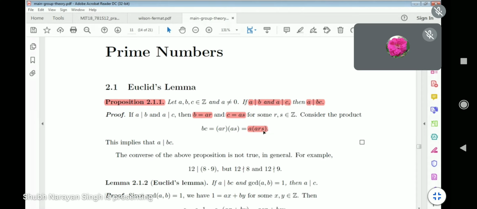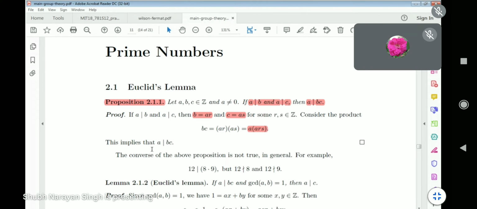That means, what do you mean by that? It means bc has ars times a. Means bc has a factor a. That means a divides bc. So this is a formal verification of this proposition, and the mathematical verification of any mathematical statement we call the proof. So that is why I tag it as a proof. That means a divides bc. So this is an easy proof.